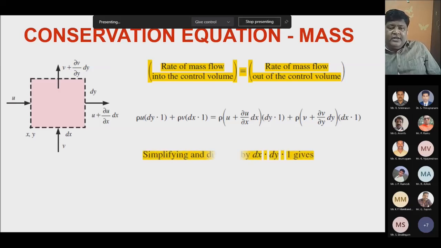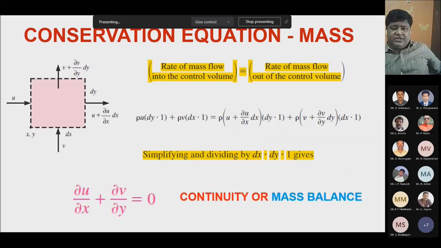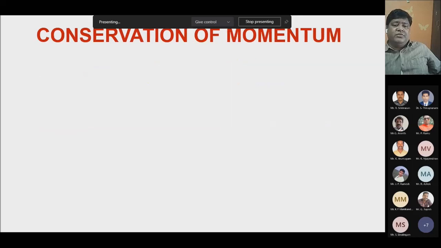Simplifying and dividing everywhere by dx dy, the volume of the control volume, finally you get the equation dou u by dou x plus dou v by dou y is equal to 0. This is the continuity equation in 2 dimensions. If you take 3 dimensions, it will have plus dou w by dou z equal to 0. So that is the conservation equation, or you can call it continuity or mass balance. This is an important fluid mechanics equation that we have studied already.